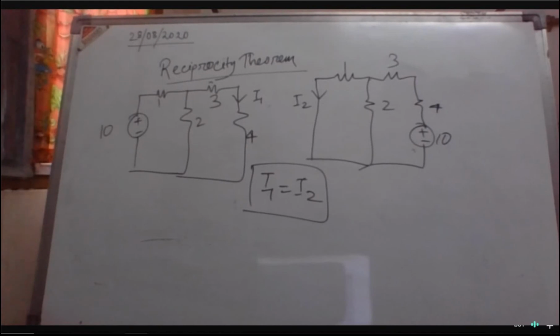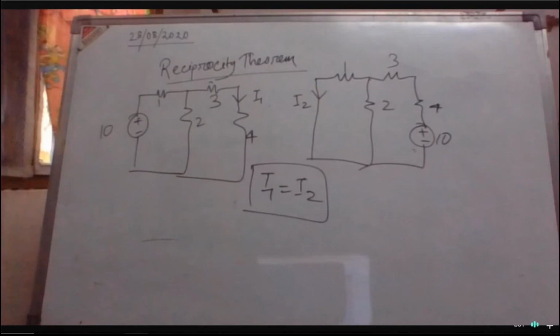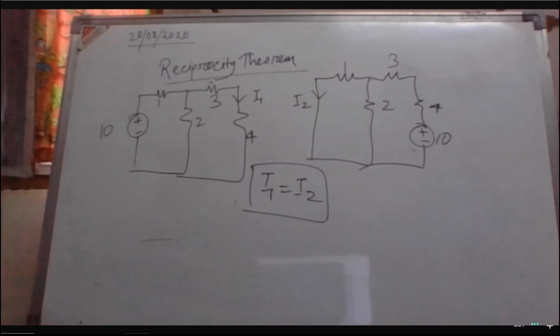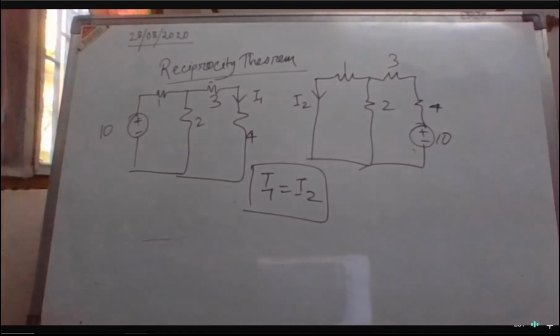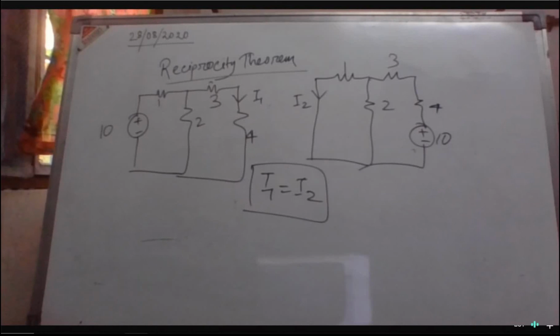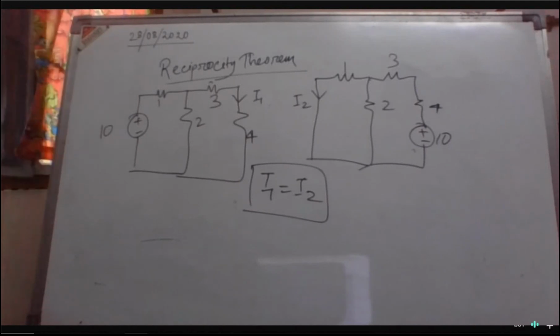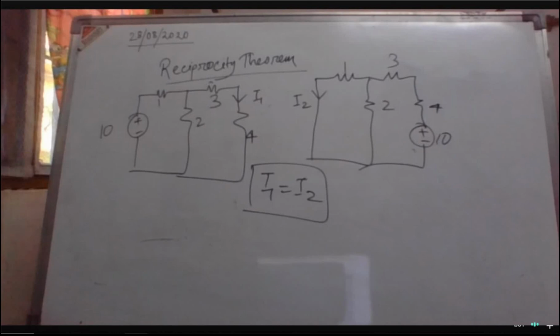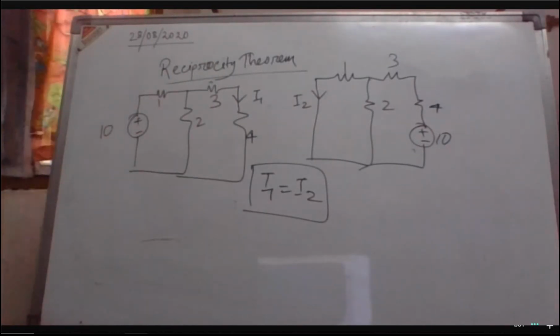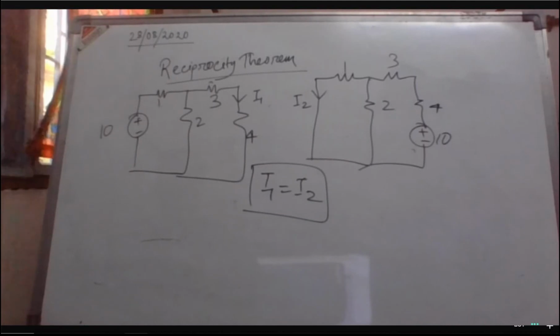This is the statement of the reciprocity theorem. That means for a voltage source, if we find the current through a branch, that current will be equal to the current when we replace that voltage source into the same branch, and the current through that voltage source will be the same. That means these two remain the same. Have you understood this?